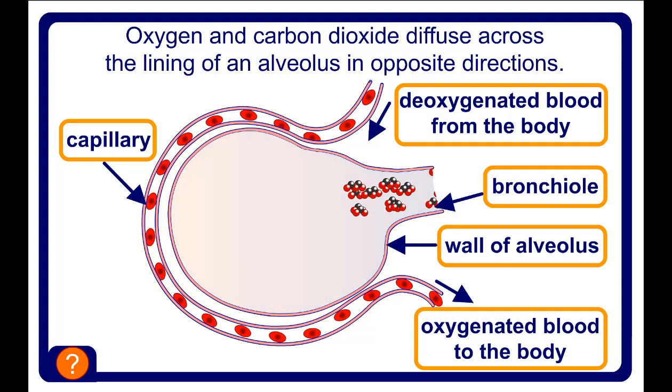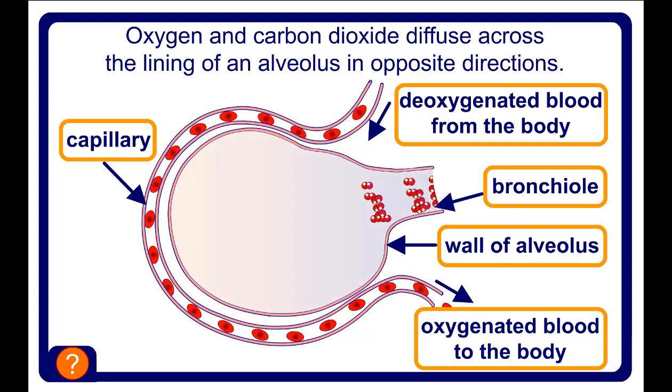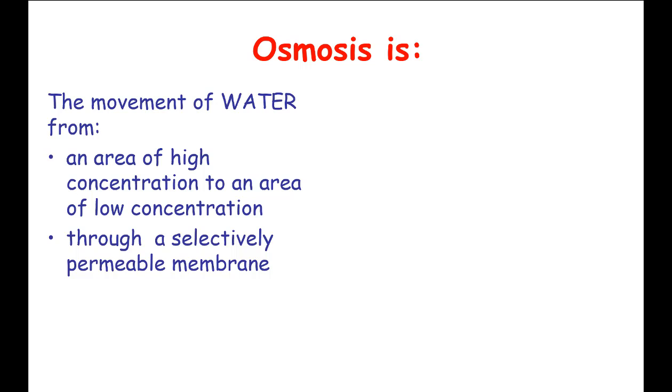Now the reason why we're starting off looking at diffusion is because this video is all about osmosis, and osmosis is basically a special type of diffusion. And it's a special type of diffusion because it involves the movement of water molecules. So these water molecules are going to move from an area of high concentration to an area of low concentration through a selectively permeable membrane. And that is your definition of osmosis.